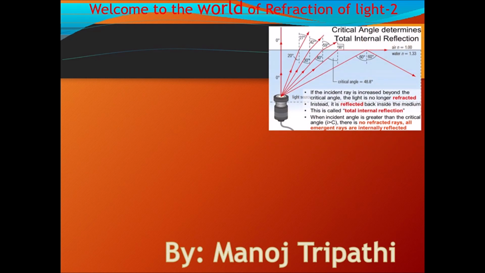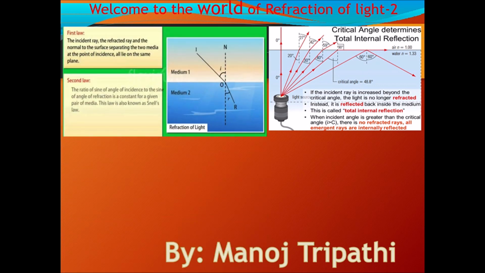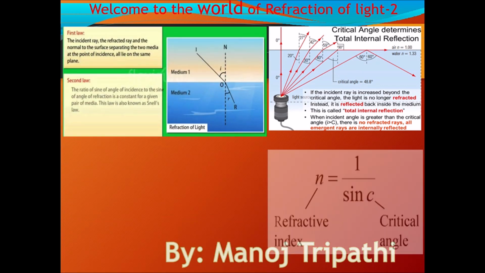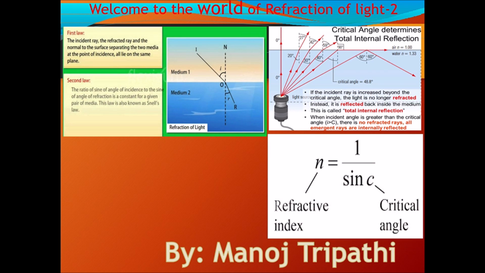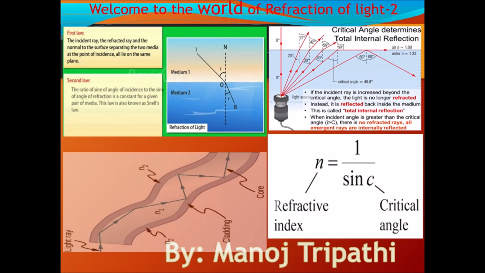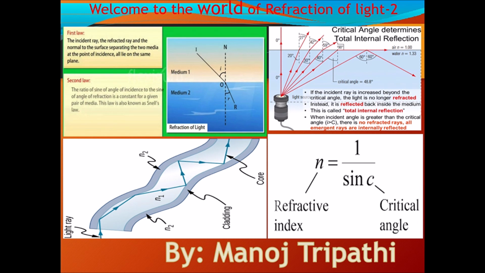Let's start. In refraction of light part 2, we'll be talking mostly about critical angle and total internal reflection. We will be talking about the laws of refraction, the refractive index and critical angle relation, and also the uses of total internal reflection. So these are the basic topics of this video. Let's begin without a single delay.